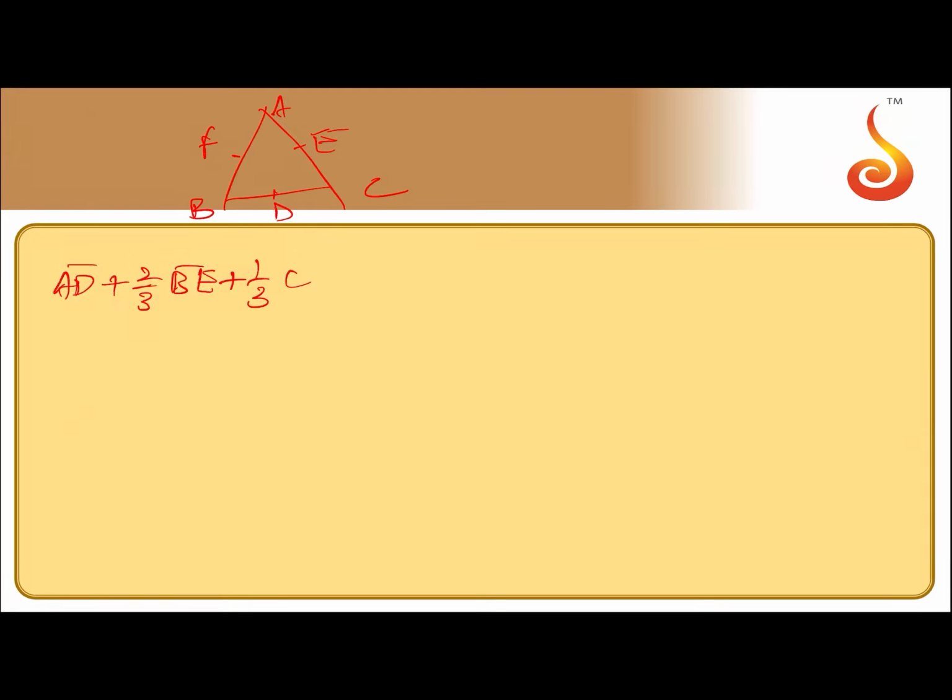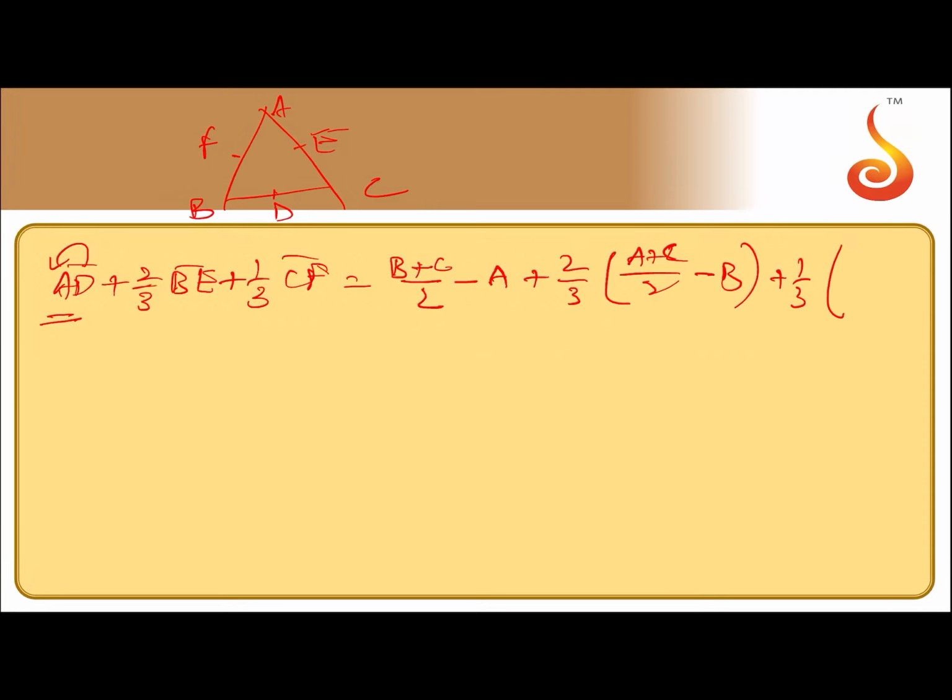plus 1/3 of CF. Why don't you express them in terms of the midpoints? AD means D minus A, and D is the midpoint of BC. Can I write (B plus C)/2 minus A, plus 2/3 of E minus B? E is a midpoint, so (A plus C)/2 minus B, plus 1/3 times F minus C, where F is (A plus B)/2.